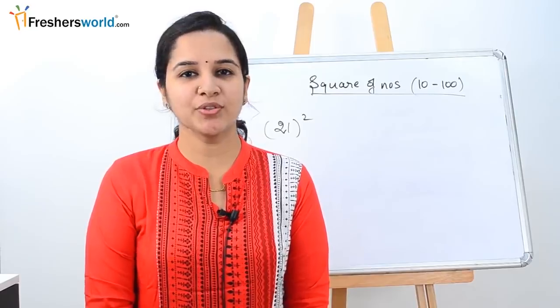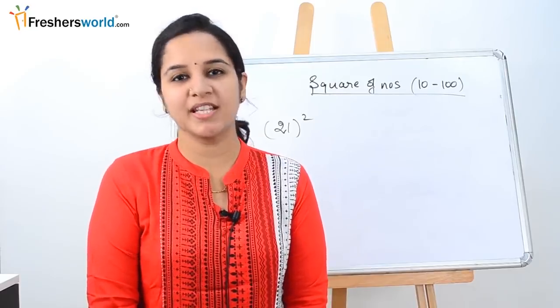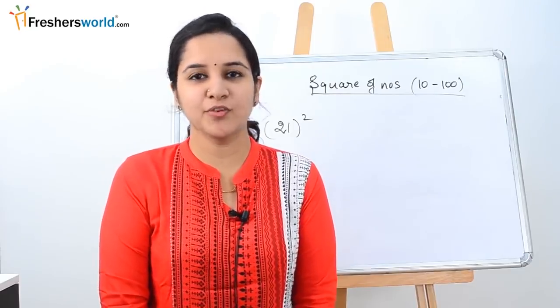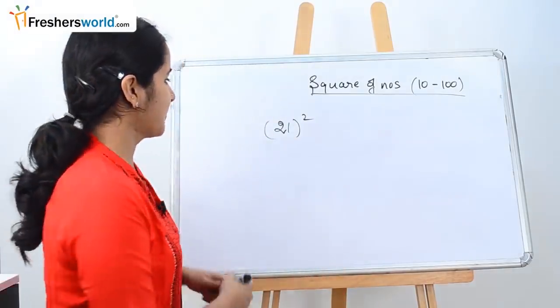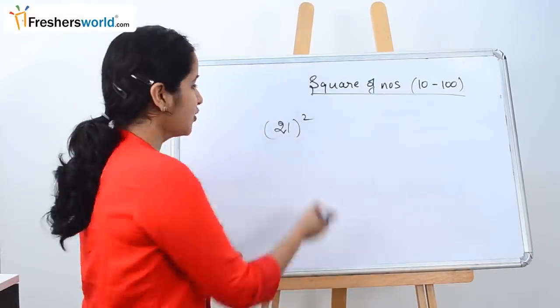The topic that we are going to look at today is how to find the square of the numbers from 10 to 100 easily, within a few seconds. So let's go to the sum. They are asking us to find 21 square.